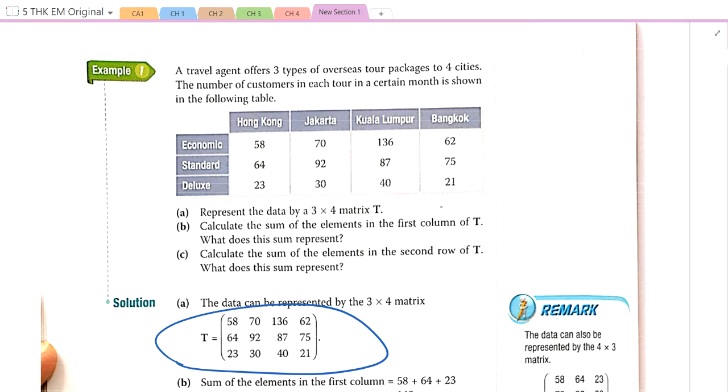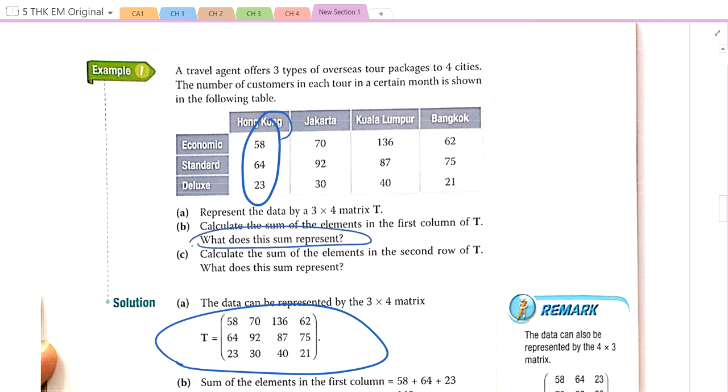Calculate the sum of the elements. Okay, this one is important. Sum of the elements in the first column of T. Do you all know how to do it? Calculate the sum of the elements in the first column of T. What do we add? Okay, 58, 64, and 23. Adding them up is not a problem, right? The next part is the problem.